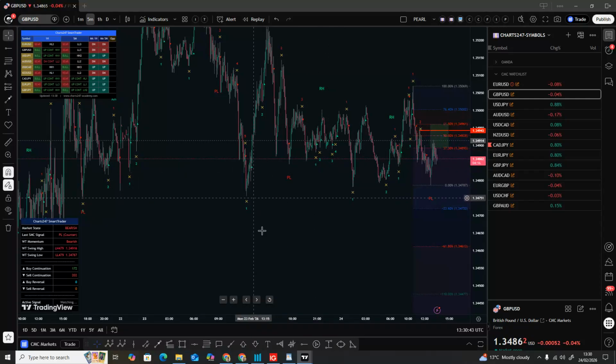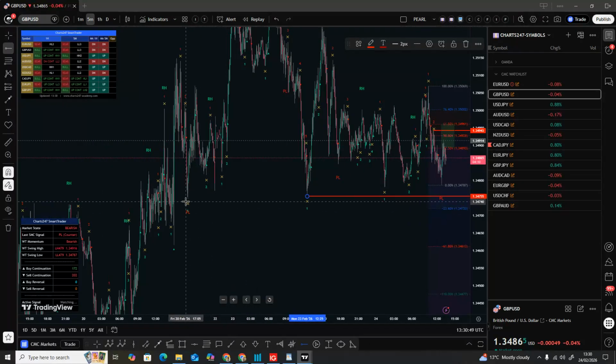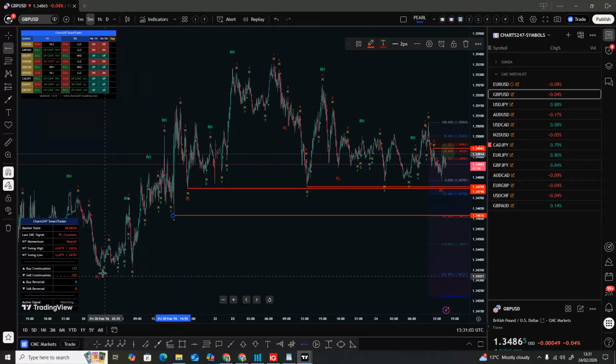We have a structure here that hasn't been broken. This one, then look back. You can see this is very similar to the euro. We have another one here. See that we have clusters.